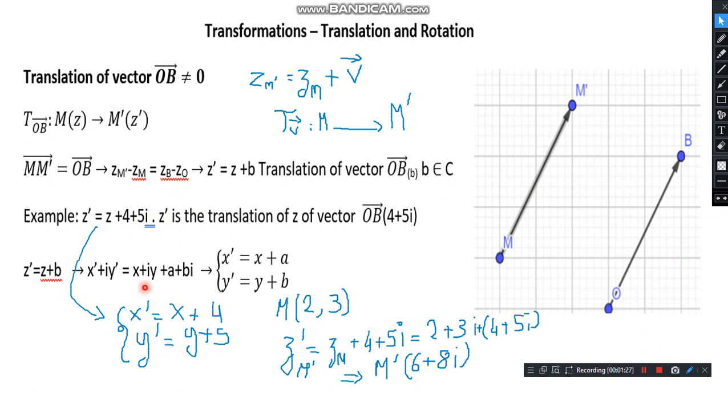So in that case, as we said, you're going to have X prime equal X plus 4 and Y prime equal Y plus 5. If you have a point, for example, 2, 3, the image point M prime will be Zm plus 4 plus 5i. So it will be 2 plus 4, 6, and 3i plus 5i, 8i. If you plot M and M prime, you're going to have vector MM prime equal 4 plus 5i, and this is the relation between X prime and X. Here M prime is the image of M by translation of vector AB.